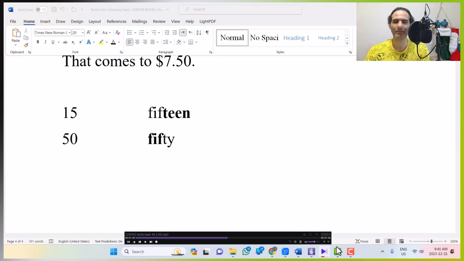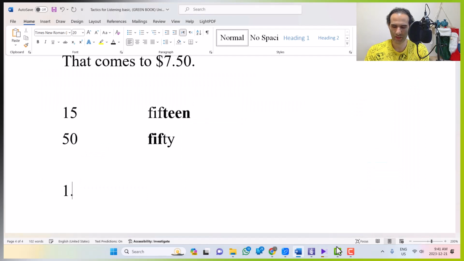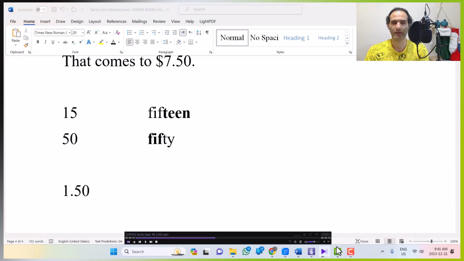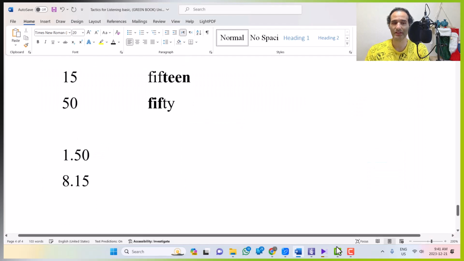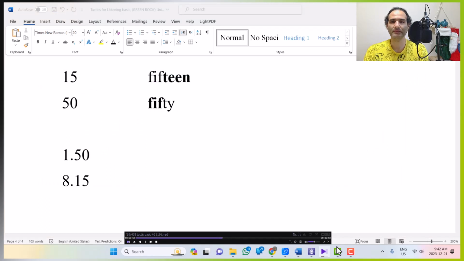But one more time, I zero in on it. The newspapers are $1.50, and the magazines will cost another $8.15. She's putting stress on 15. And that comes to $9.65. I don't know, did I say 55 or 65? Here's your change, $10.35.